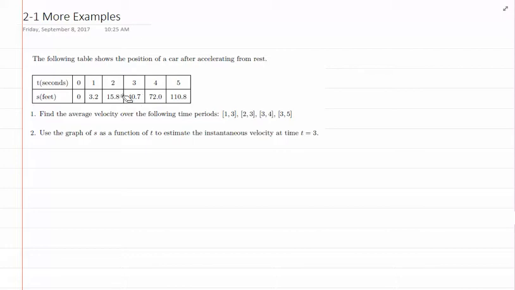Alright, so here we have a table that records a car's position in feet at time t in seconds. So we want to find average velocity. Velocity is distance divided by time. So the average velocity over the time interval from 1 to 3.